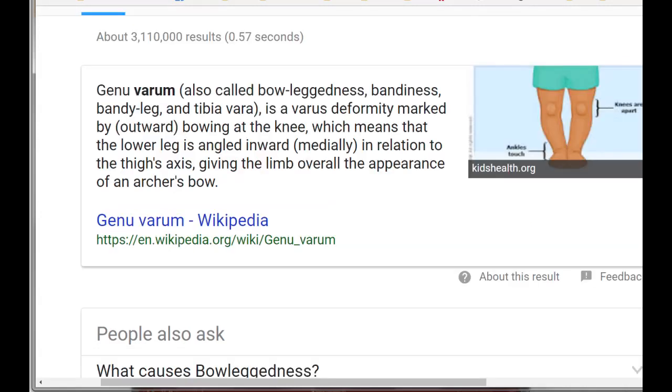Varus, or genu varum, is also called bow-leggedness, bandiness, bandy leg, and tibia vara. A varus deformity is marked by outward bowing at the knee, which means that the lower leg is angled inward or medially in relation to the thigh's axis, giving the limb an overall appearance of an archer's bow. So that is varus. Genu varum is bow-leggedness.